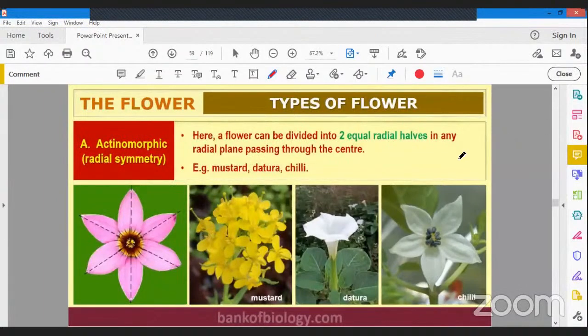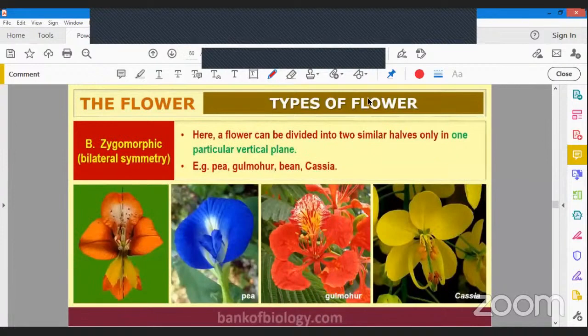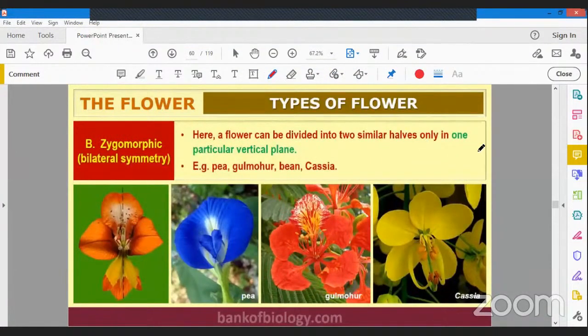Done. So we go to the next part. Now look at the zygomorphic flower. So what is a zygomorphic flower? Here the flower can be divided into two similar halves only in one particular plane. In one particular plane you get two similar halves, but if you cut it in the other plane, you don't get two similar halves. That is why we call this bilateral symmetry. So take it down.